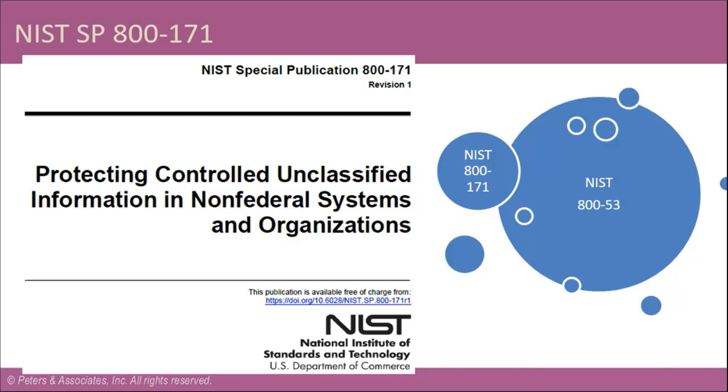For example, DFARS is also known as a protection standard for Controlled Unclassified Information, or CUI. It's also known as a NIST compliance standard of 800-171, which derives maybe from a more well-known NIST security standard of 800-53 that the entire industry really relies on for security standards.